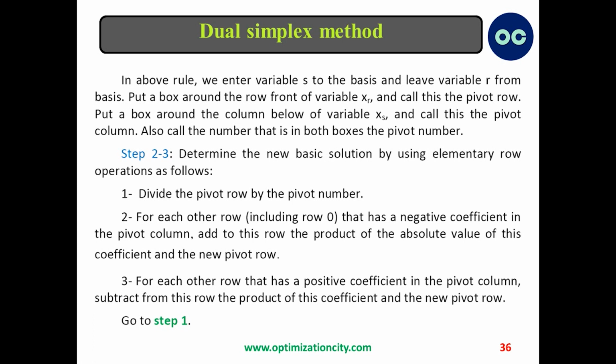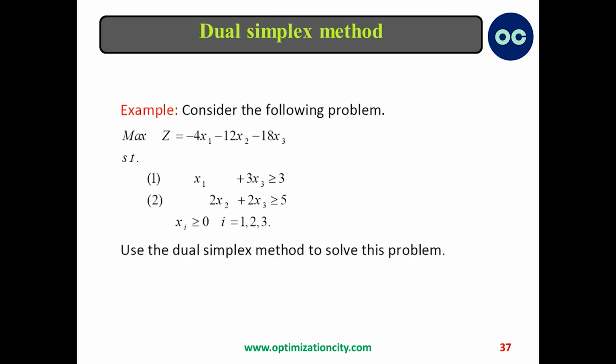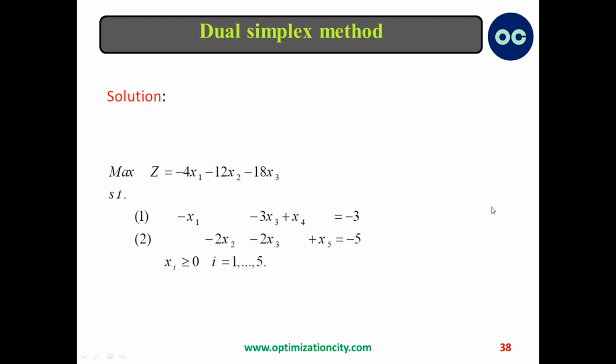So let's solve the example with the dual simplex method. Here we solve the problem using the dual simplex method. First, we need to convert the constraints to less than or equal and introduce the slack variable to equalize the constraint. Here is the updated model we are going to solve. You can see that we multiply the first and second constraints by -1 and add the slack variables to make the equality constraints.